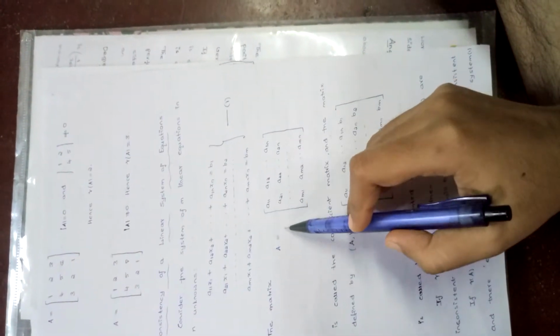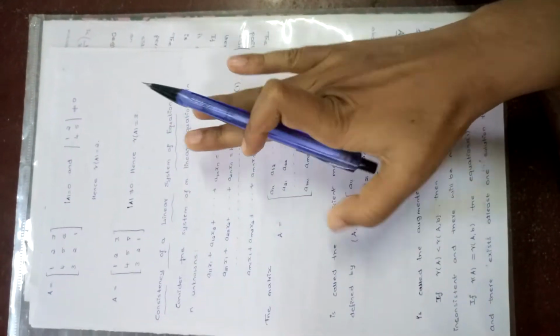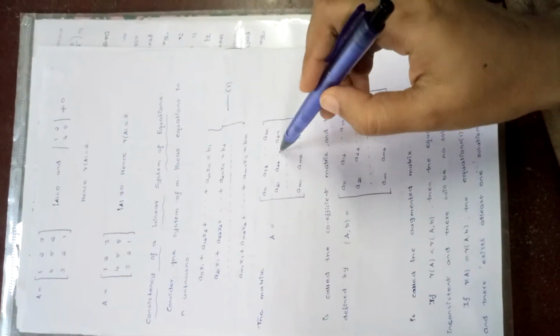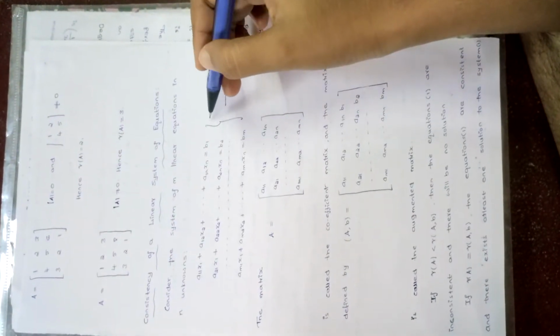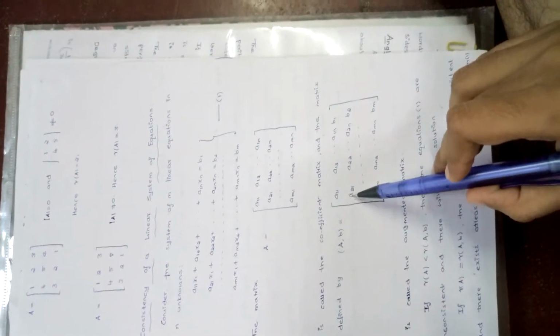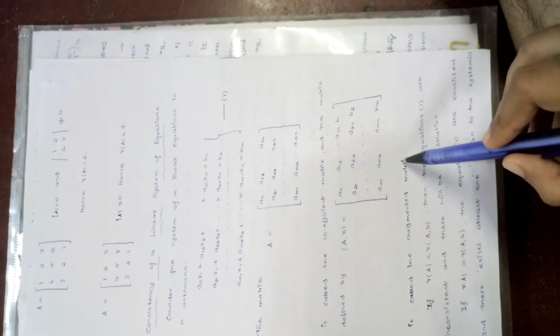That is, A can be written as these constants of the left hand side: a11, a12 up to amn. Now this matrix is called the coefficient matrix, and if we add these right hand side constants to this matrix, we can write it like this. Now this matrix is known as the augmented matrix.